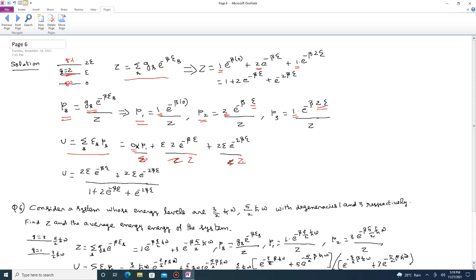This is the mean energy, and the expression for the mean energy can be evaluated. Z is a common factor. In the denominator, 1 plus 2 e^(-beta E) plus e^(-2 beta E) is what we have already determined, and the numerator becomes 2E e^(-beta E) plus 2E e^(-2 beta E). So this is the expression for the mean energy of the system.